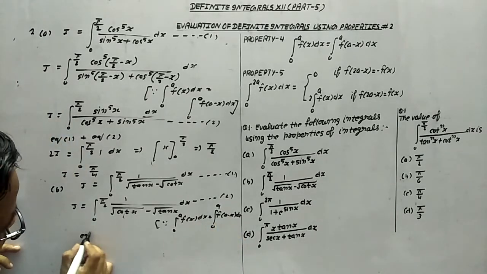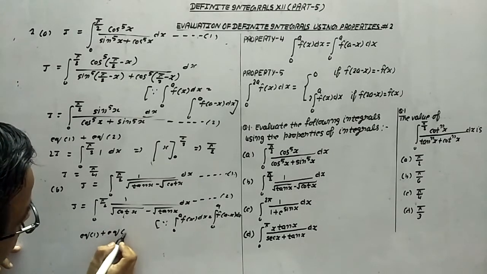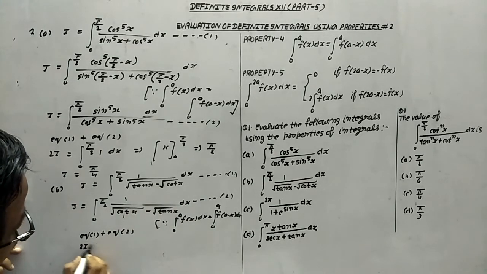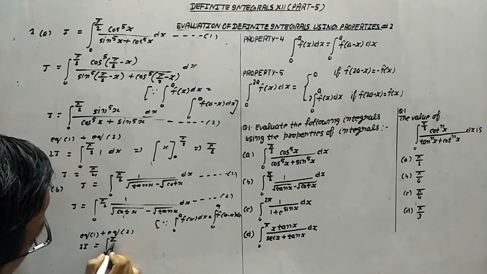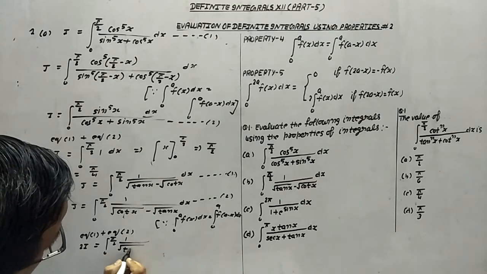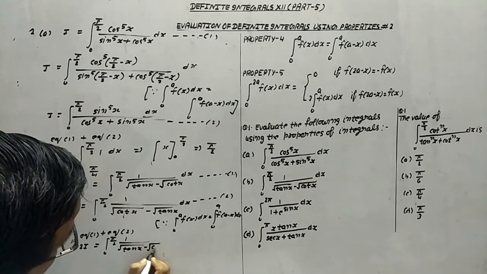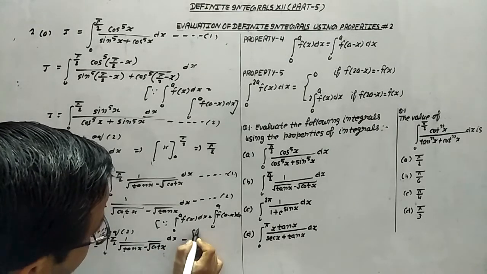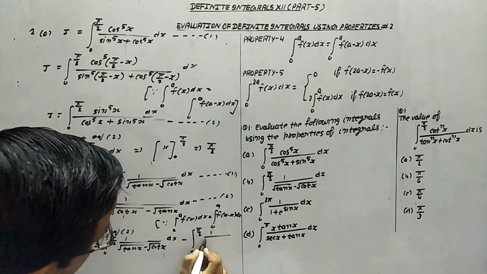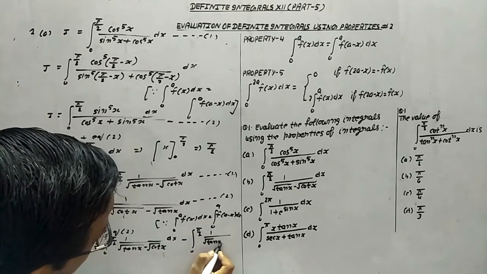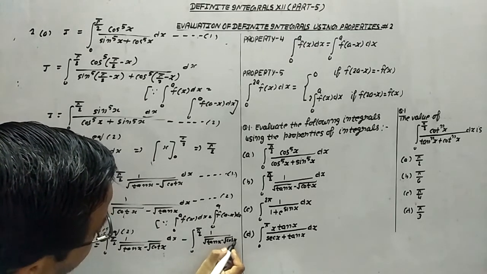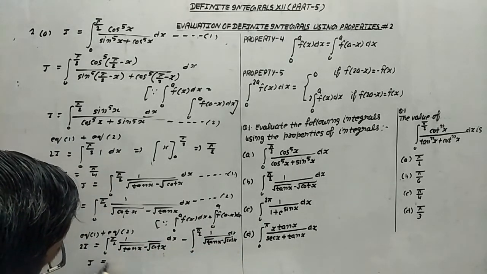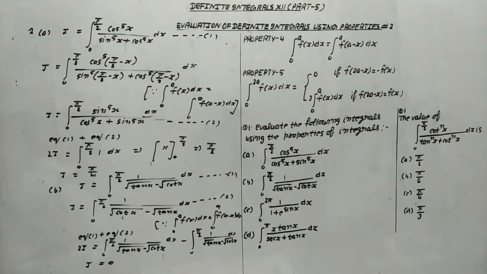So now again equation 1 plus equation 2, and once we do the addition of this, here we will take minus common. It means 2I is equal to integration 0 to pi by 2 of 1 upon root tan x minus root cot x dx, and then this is minus integration 0 to pi by 2 of 1 upon under root tan x minus under root cot x dx. Now once we do this addition, this will cancel out. It means I is equal to 0, and this is the answer.